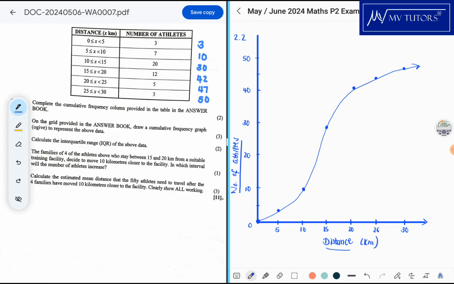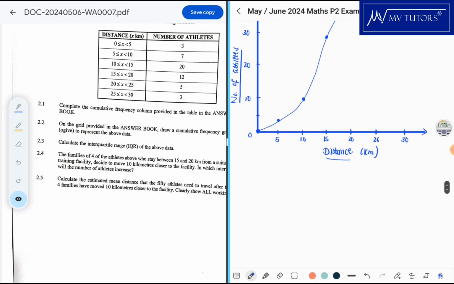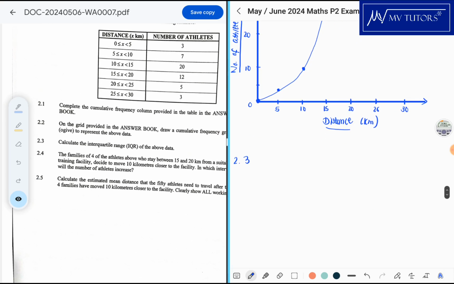All right, we tried. That's it. So that's 2.2. And now going over to 2.3.